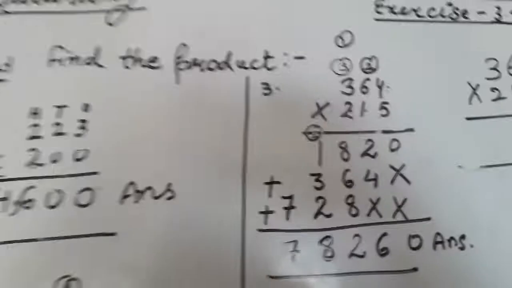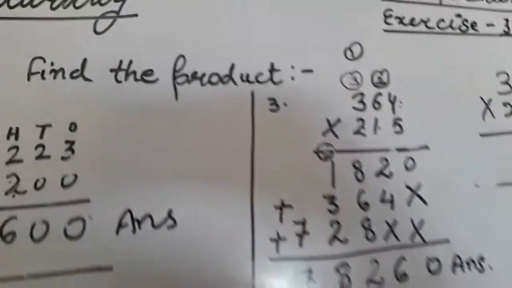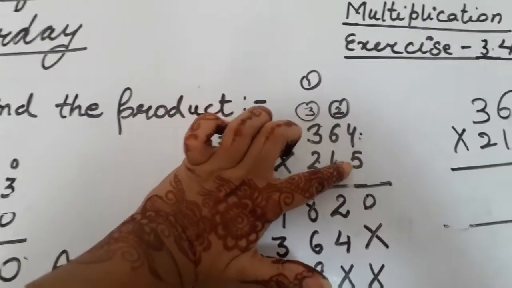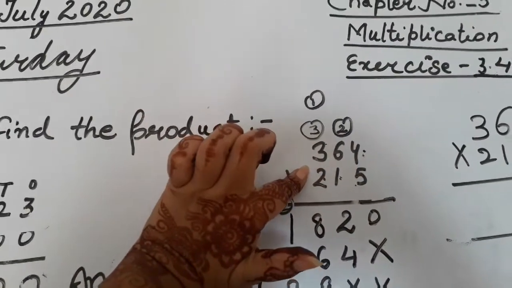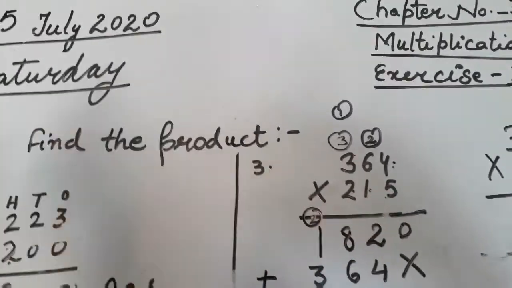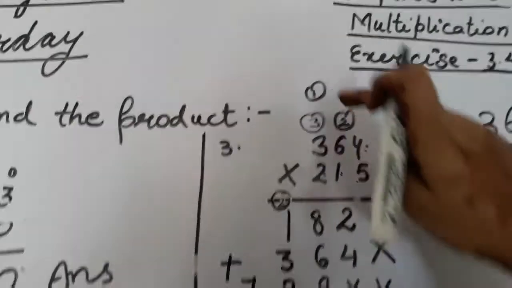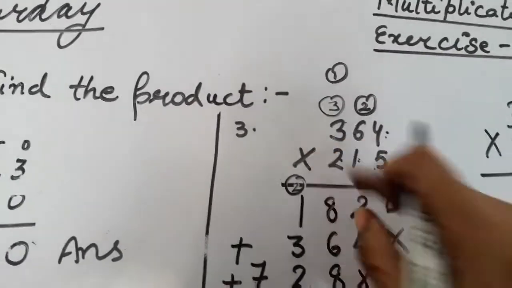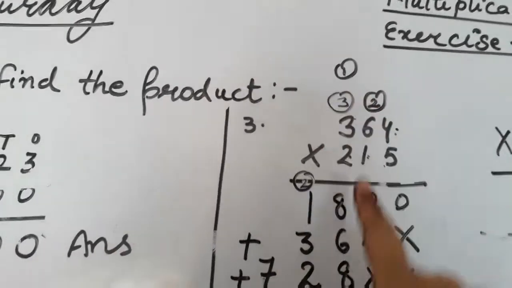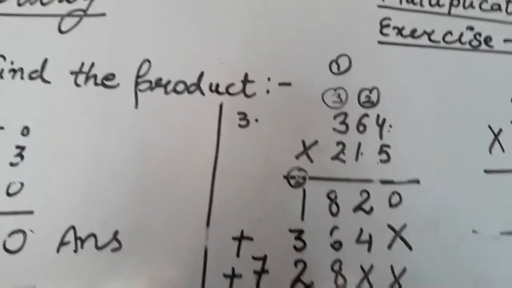Again I will tell you how I have done this. I firstly multiplied 5 by these 3 digits. Right? 5 fours are 20. 5 sixes are 30 plus 2, 32. 2 here, 3 carries. 5 threes are 15. 15 plus 3, 18. I have written 18.